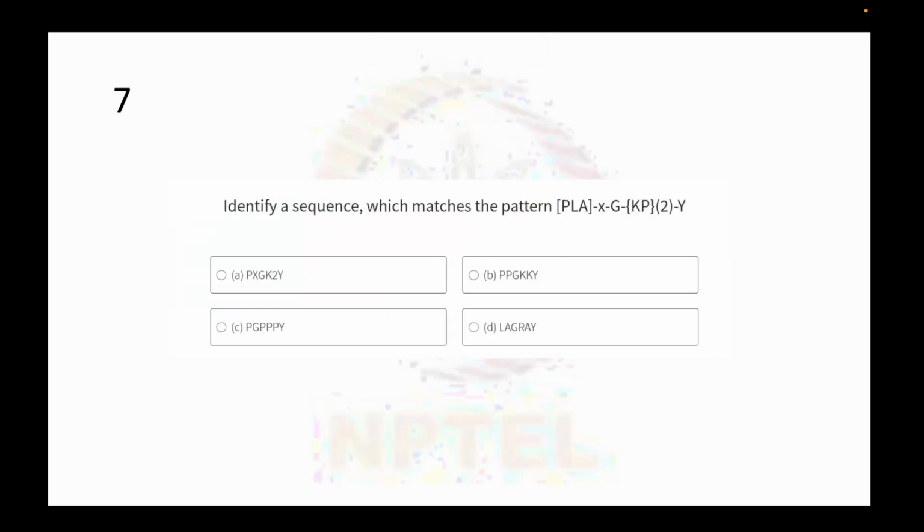So now, given a pattern, identify a sequence which matches the pattern. Yes, 945 is correct.